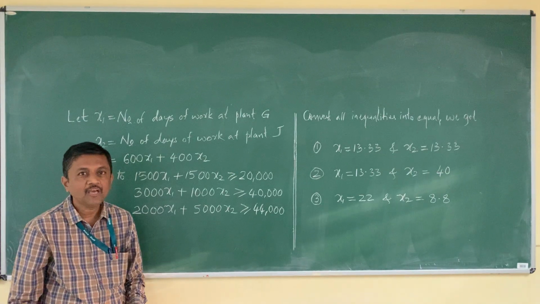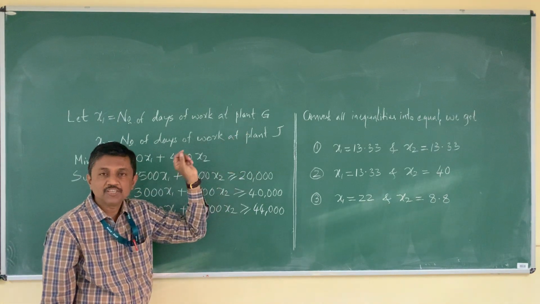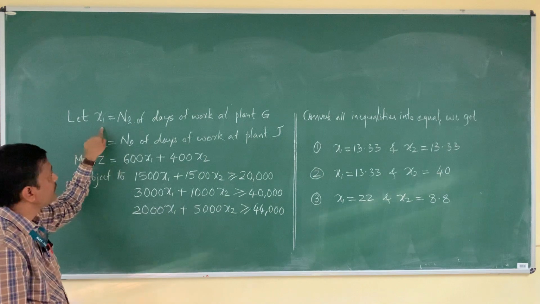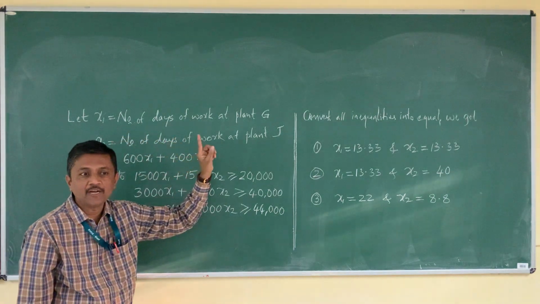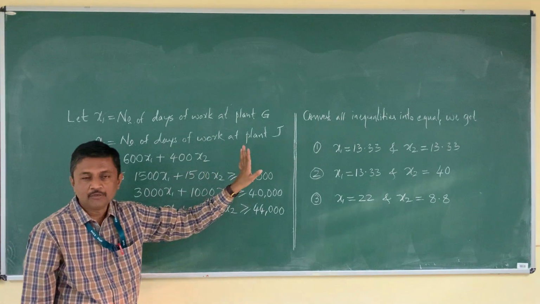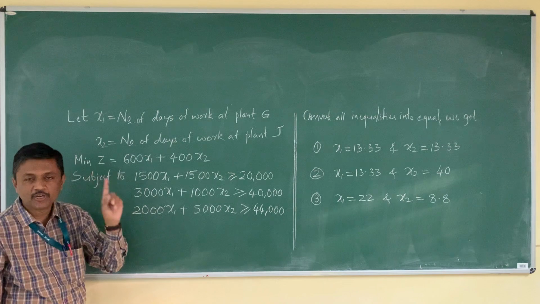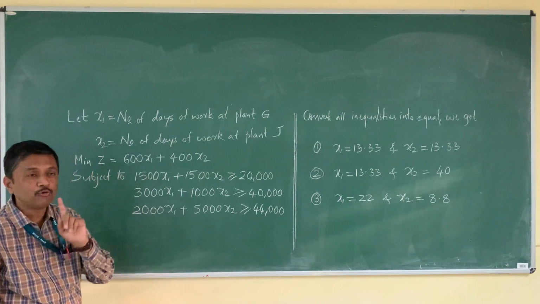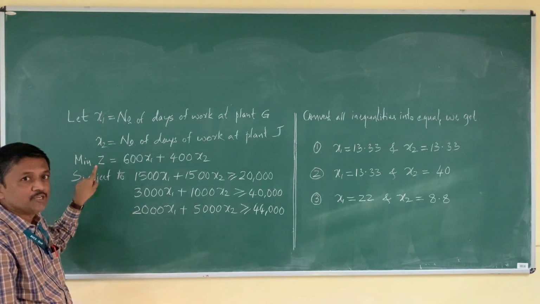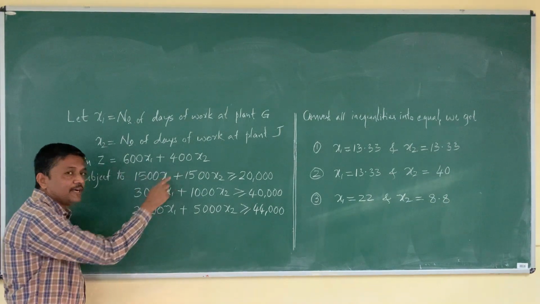Okay, we have two plants, plant G and J. So the decision variables will be x1 equal to number of days of work at plant G and x2 equal to number of days of work at plant J. The operating cost for these two plants has been given as 600 and 400. So the objective becomes minimize z equal to 600 x1 plus 400 x2.